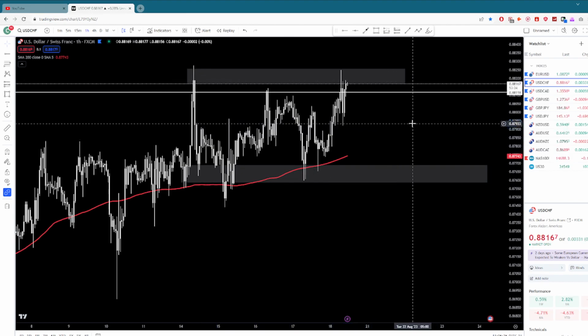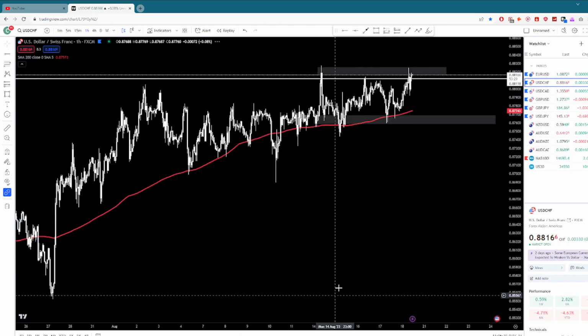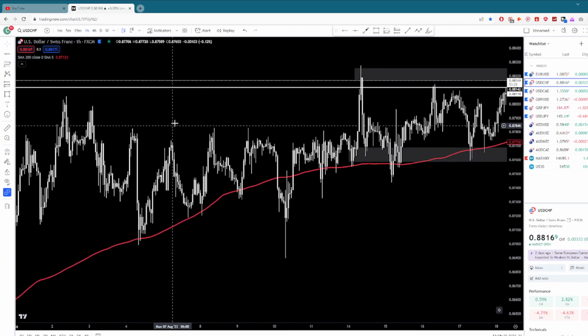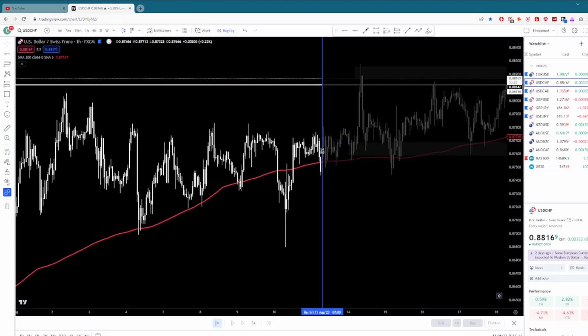So I recommend marking up the most obvious areas. Even if I scroll back a little bit more, scroll back and then zoom in. So let me go to the replay button.